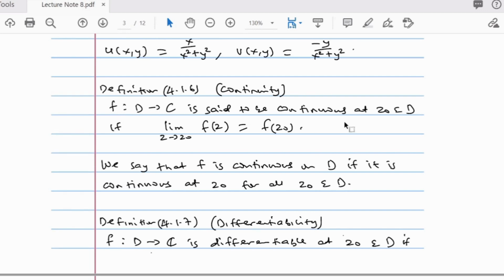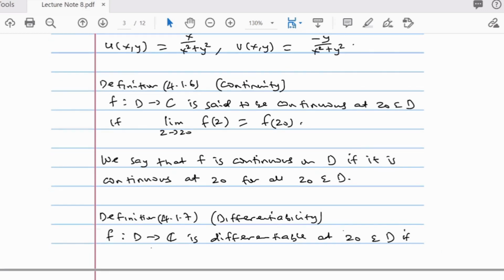This function is said to be continuous at a point. The function f is said to be continuous at a point z naught in the domain if the limit as z tends to z naught of f(z) equals f(z naught). So f is continuous at this point if this happens. And f is continuous on the whole of the domain if f is continuous at all points in the domain. So the first one talks about continuity at a point z naught, and the next talks about continuity on the whole of the domain.